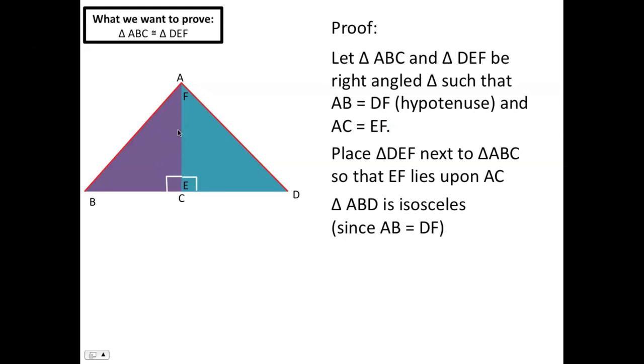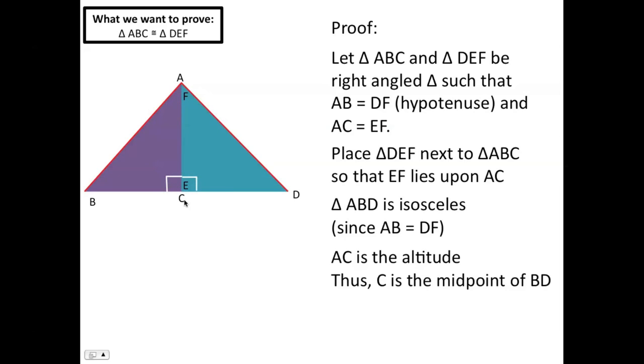Thus, we can say that this is the altitude of our triangle, but that also means that point C here is the midpoint of BD, and that's because in an isosceles triangle, the altitude and the median line are the same line. And you can see the proof of that in another video. So since it's an isosceles triangle and we know this is the altitude and the median, which makes C the midpoint, then that makes this line BC equal to the length of this line DC.